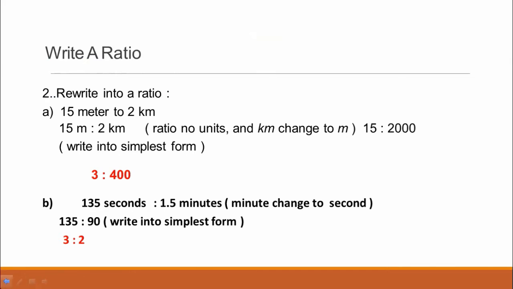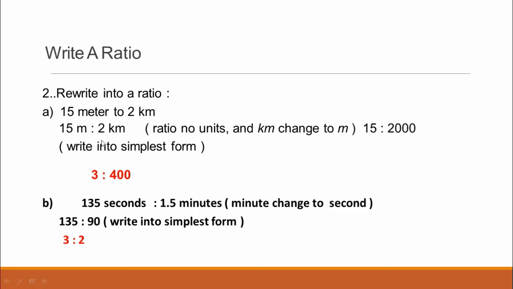Now the second rule. I have already told you in the previous slide that the unit of two quantities will be the same when we present the quantities by ratio. For example, in this question, we have one quantity, 15 meter, and the other quantity is in kilometer. So 15 meter ratio to kilometer. So this is a very important rule. Since ratio has no unit, the unit of both these quantities will be the same.